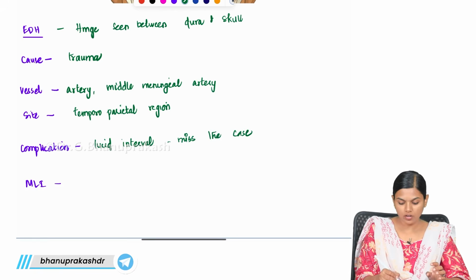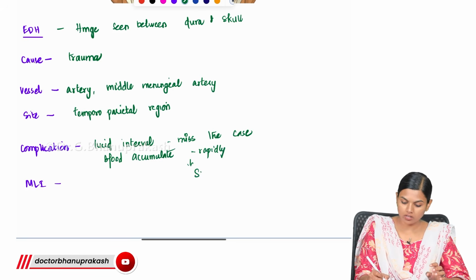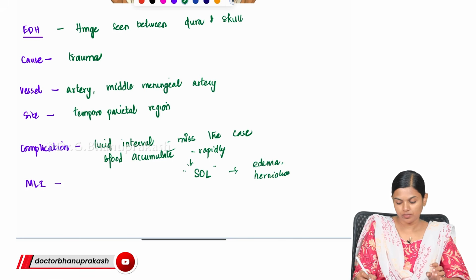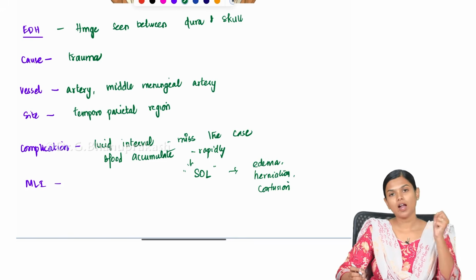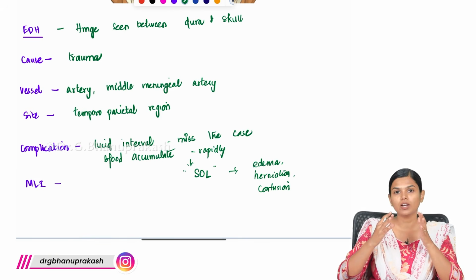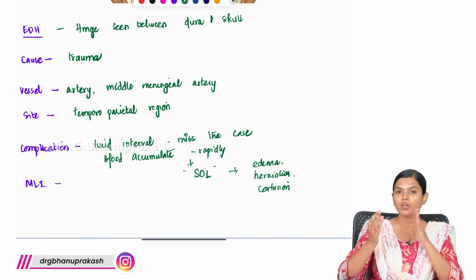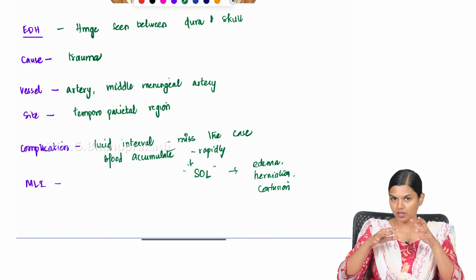And it will accumulate very, very rapidly. The blood will accumulate very rapidly, and this will start acting like a space occupying lesion. So it will cause edema, herniation and contusion. Everything will be caused by this. So it will start accumulating really fast, and it will become a very big lesion, and it will start compressing the brain. Because of that, you will be experiencing all the space occupying lesion symptoms. So this is very, very dangerous.